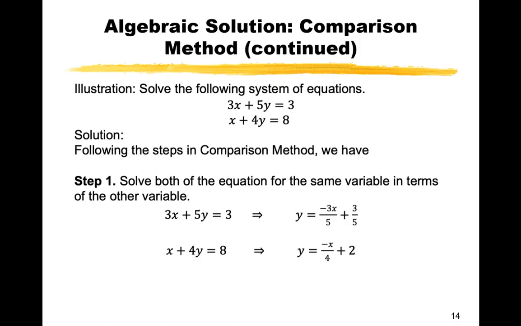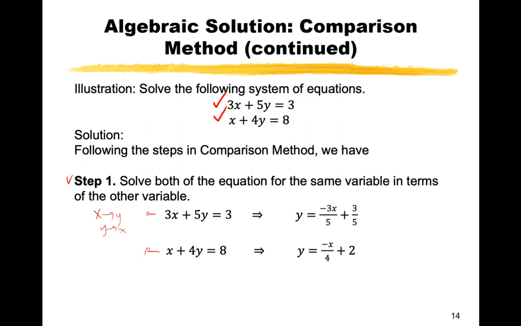The following system of equations, 3x plus 5y equals 3 and x plus 4y equals 8. If we follow the steps in comparison method, so una, solve both of the equation for the same variable in terms of the other variables. So, ibig sabihin, pwede nyong gawing x in terms of y or y in terms of x. Ganon din dito. Kasi nga, parehas nyo nang gagalawin yan or ita-transform.